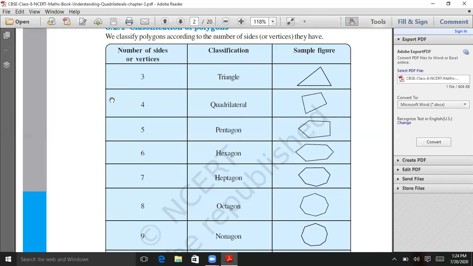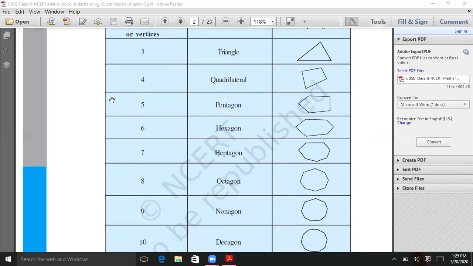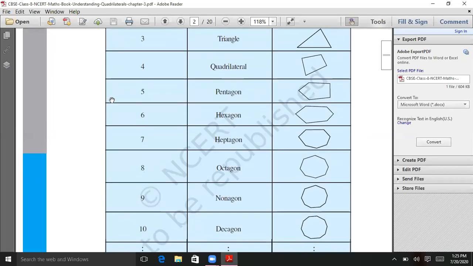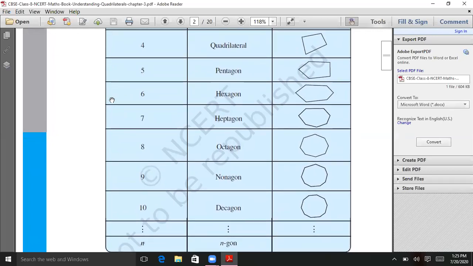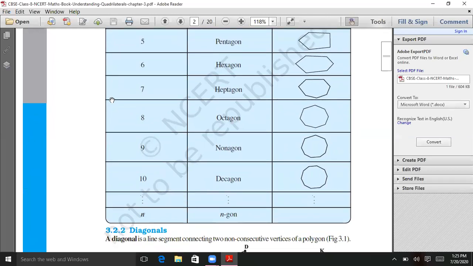So a triangle is a polygon, a quadrilateral has 4 sides, a pentagon means 5 sides, a polygon with 6 sides is a hexagon, with 7 sides a heptagon, with 8 sides an octagon, similarly nonagon, decagon, and we go according to the n-gon. If we have n number of sides, we will say n-gon, right?